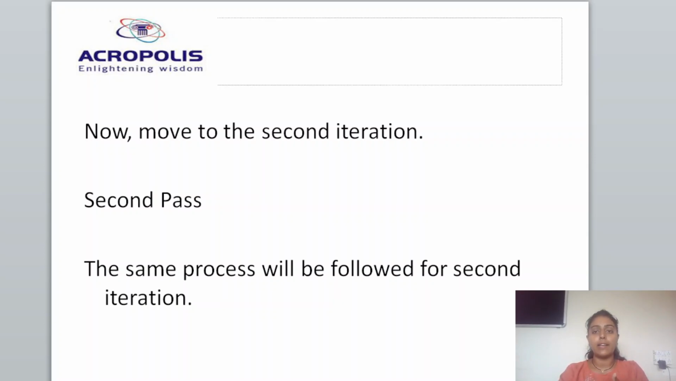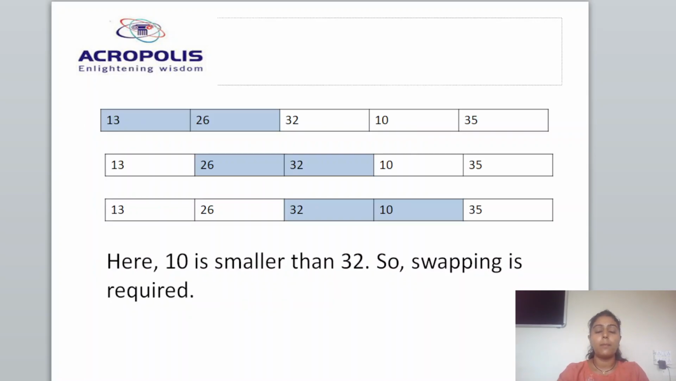Our first pass is completed. Now we have to move to the second pass, the second iteration. The same process will be followed for the second iteration. We repeat the same process which we followed in the first iteration or first pass. Now we start the second pass.